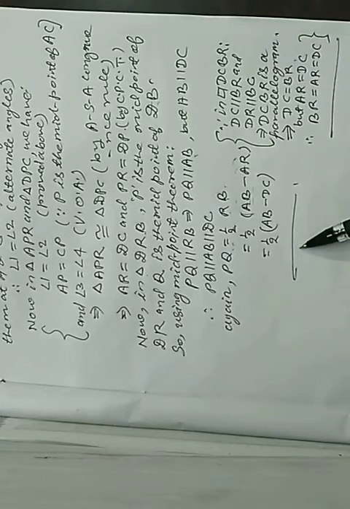One thing you have: DC equals BR. PQ should be half of RB, and PQ is parallel to RB. So PQ equals half of RB. RB may be written as AB minus AR, from the figure. That is equal to half of AB minus DC.